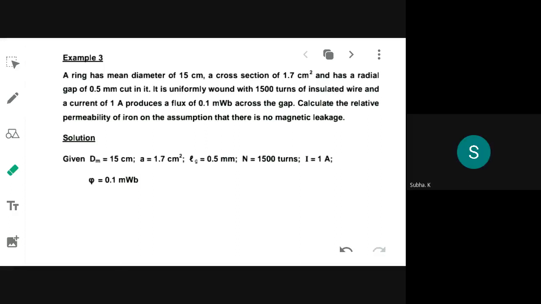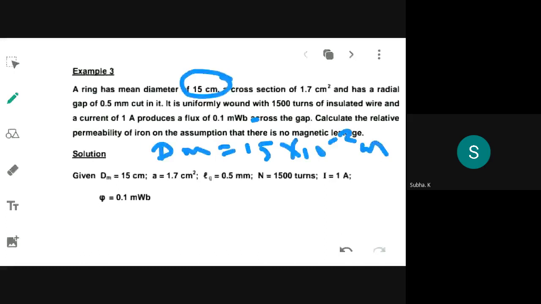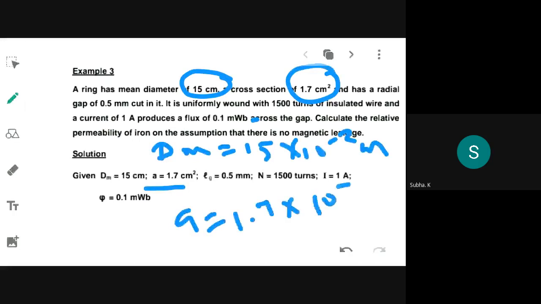So the problem says that there is a ring. The mean diameter of the ring is 15 centimeters, so dm is equivalent to 15 into 10 to the power minus 2 meter. The area of cross section is given to be 1.7 centimeter square that you need to convert into meter square. So A will be equivalent to 1.7 into 10 to the power minus 4, so that you put it in meter square.